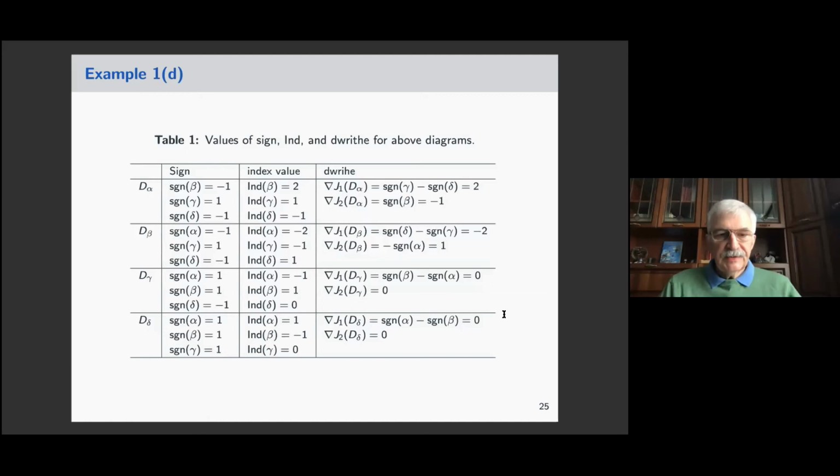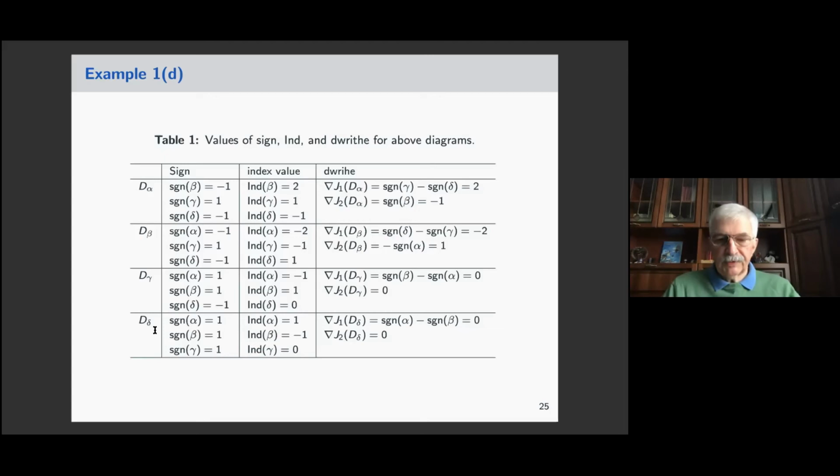So for diagram D alpha, we have three crossings. We calculated the signs of these crossings, and we calculated indices, and we calculated degrees. The index is not one, it is equal to two. With index two, it is equal to one minus one. And the same for the remaining new diagrams obtained by smoothing.